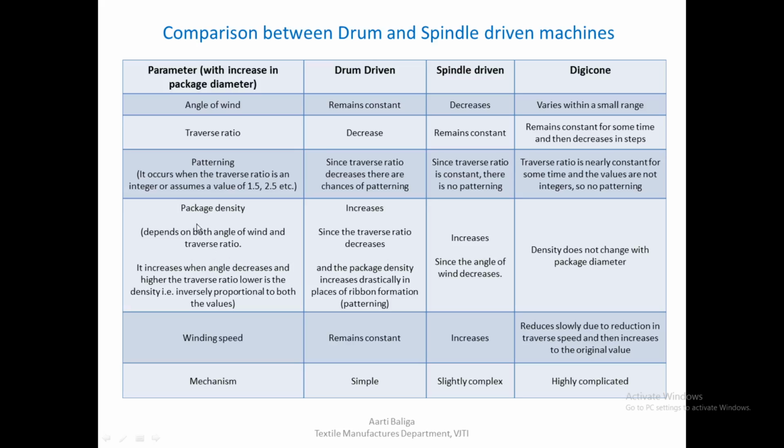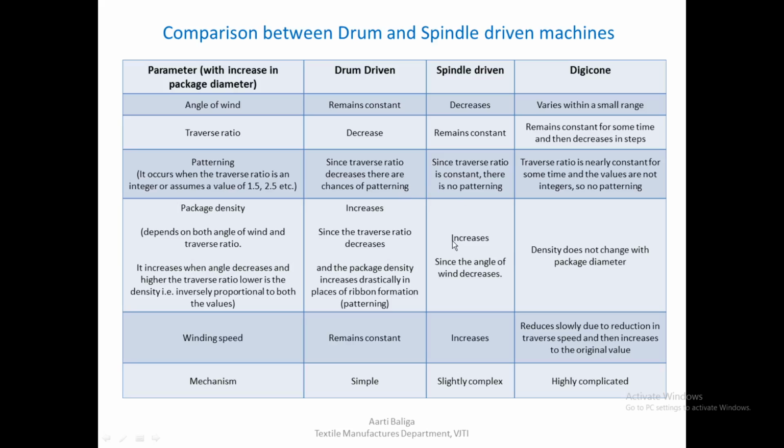So let us have a look at package density. It depends on both the angle of wind and the traverse ratio. In drum driven, the package density will increase because the traverse ratio decreases in this case, as we have seen in this table. The package density increases drastically in the places of ribbon formation, because if patterning is there, you will always find the package density has increased. So when you compare it with the others, it is a worse scenario in case of drum driven winding principles.